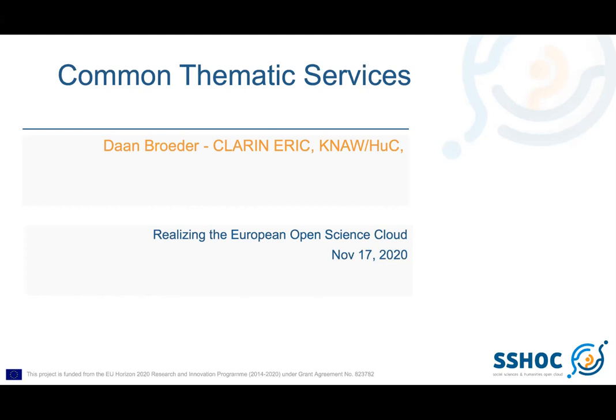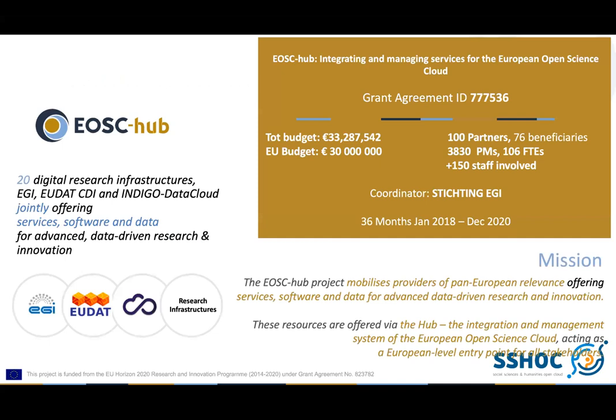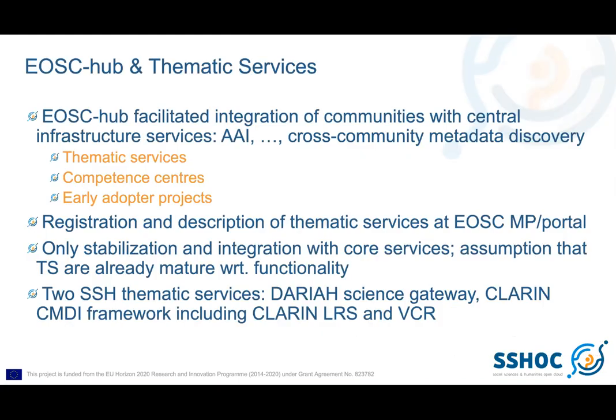Now let's go on. I probably have to skip a few of these things. So EOSC Hub, the really big behemoth of projects, as it were, very large, but what did it do for thematic services or thematic competence centers or for communities? Well, it allowed integrating such services with the central services like AAI or cross-community metadata discovery, which is all fine, but it didn't do anything for extending thematic service functionality or trying to generify it, only stabilization and integration with core services. Which is fine, of course, but it assumes that all the thematic services are already fit for purpose, are ready, and that's often not yet the case.